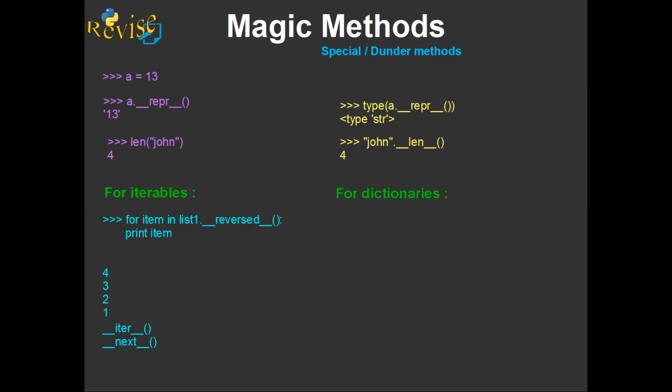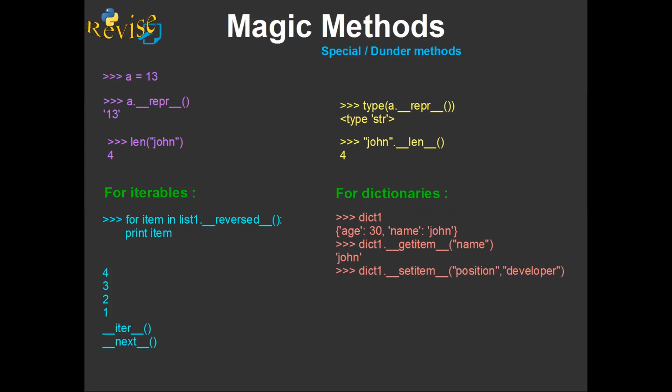Same way for dictionary, this is our dictionary. It has two keys, age and name. So when you try to access a key in the dictionary, it in the background calls the magic method get item. So you can directly call get item and pass it a key. We passed a name key, we get John. Same way, when you try to assign a new value to a key in a dictionary, you can use set item. So now our dictionary has a new key position.